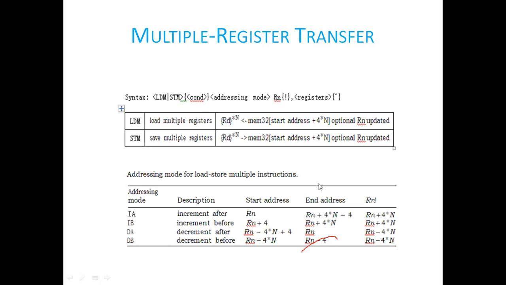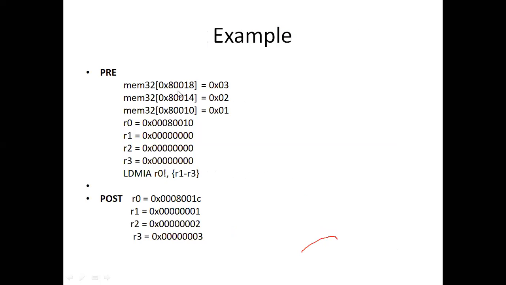So look at this one. Here is one example, right? The memory at 80018, we have 3. At 80014, we have 2. At 80010, we have 1. These are the 32-bit memory locations, and these are the values at these memory locations. Memory 32 indicates it is a 32-bit word. This is also a 32-bit word. Look at this one. Its address is 80010, which is a hexadecimal value, and the value stored at this location is 1. And the next immediate word is 80014, which is a distance of 4 bytes, and the value stored here is 2. And after this one, we have 80018, and the value stored at 80018 is 3.